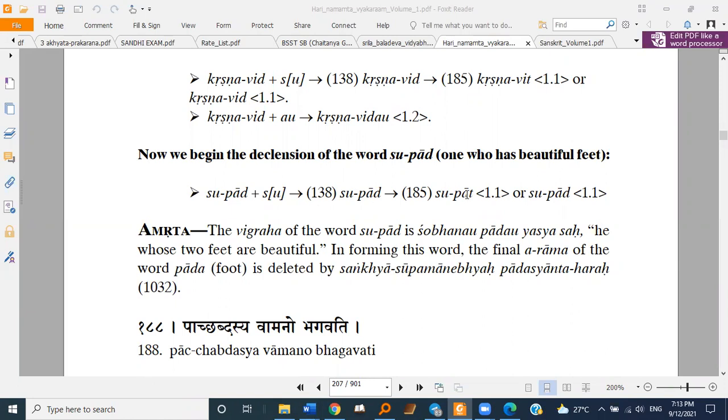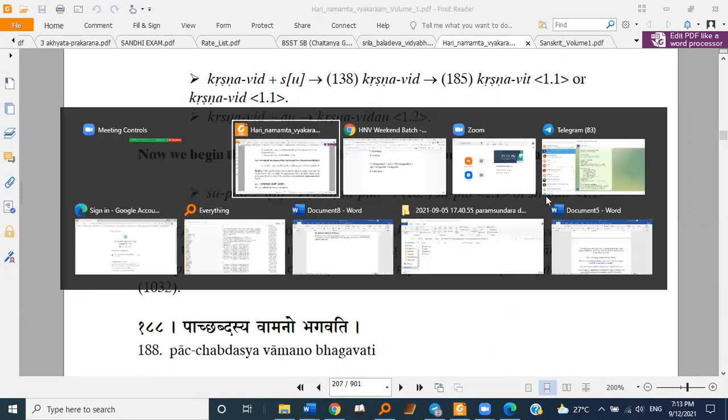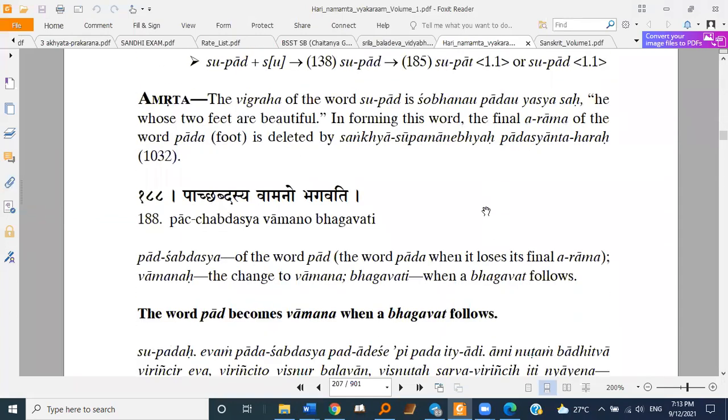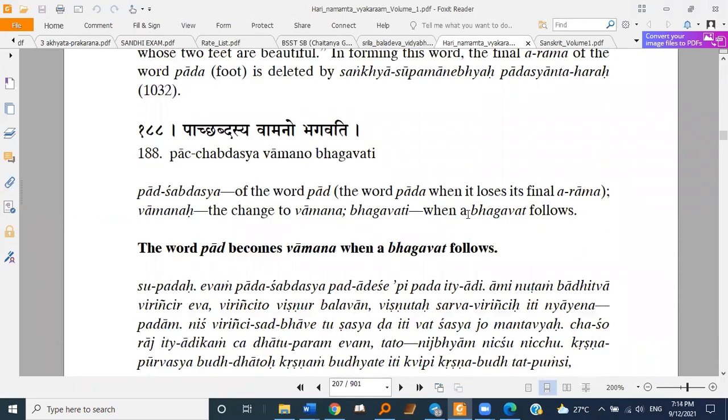Then Supadau, Supadaha, Supadam, Supadau. Then when we have 2.3, Supad Yukta Shas. Then what happens is Pad Shabdasya Vamano Bhagavati.